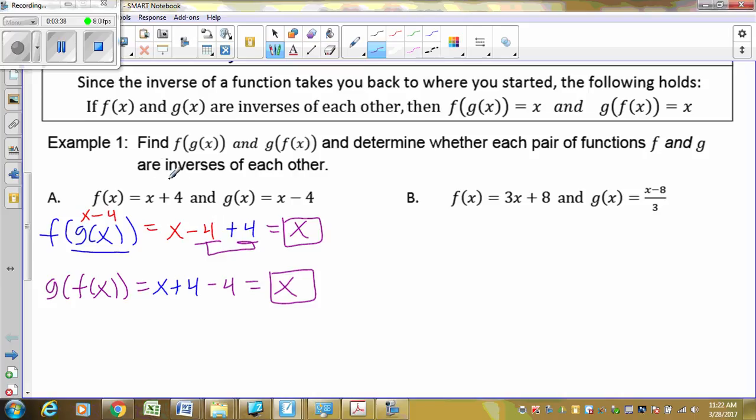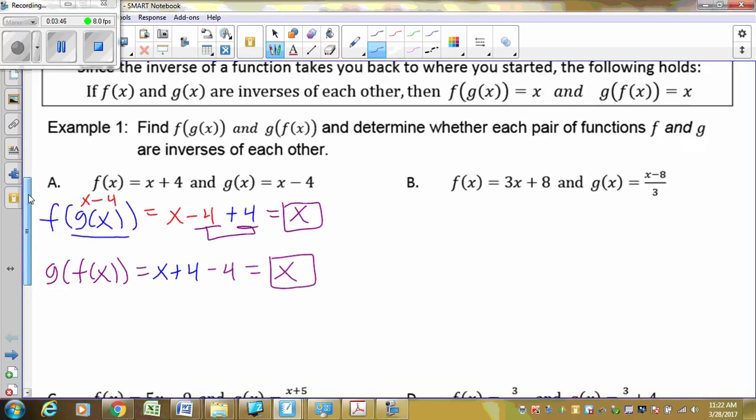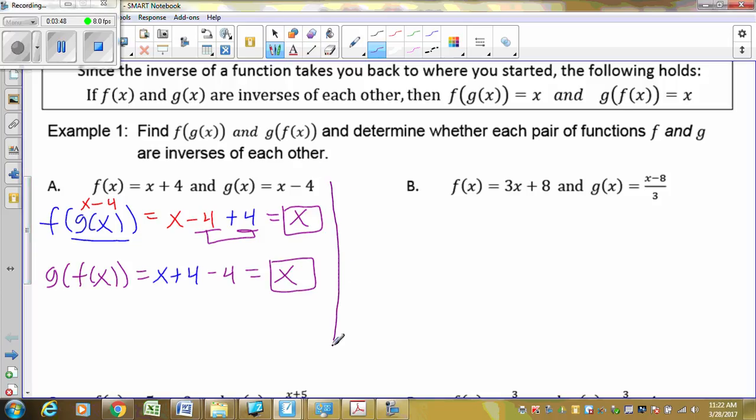Now, not all of these are going to work out nicely. If they are inverses, it's going to simplify. It's going to be real nice. If not, you'll see it's going to turn into a mess. But let's go ahead and try another one here.